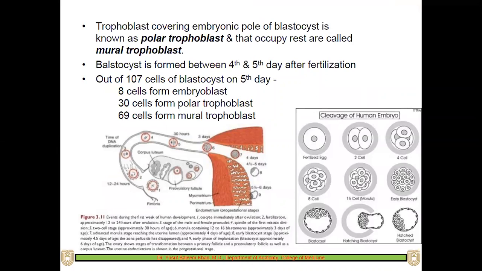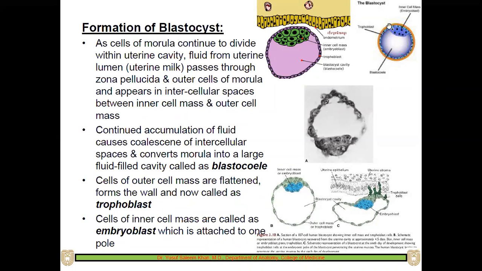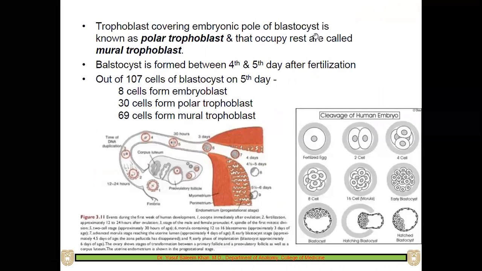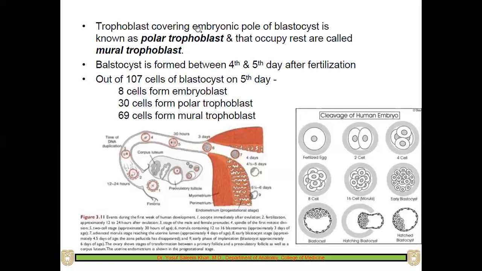Now the trophoblast covering the embryonic pole of the blastocyst is known as the polar trophoblast. It goes to one side of the pole. This is called the polar trophoblast, where the embryo is attached. The rest of the trophoblasts are called the mural trophoblast, because the embryo is not attached to this wall; it is free. But on one side, where the embryo is attached, that is called the polar trophoblast, and the remaining part is called the mural trophoblast.